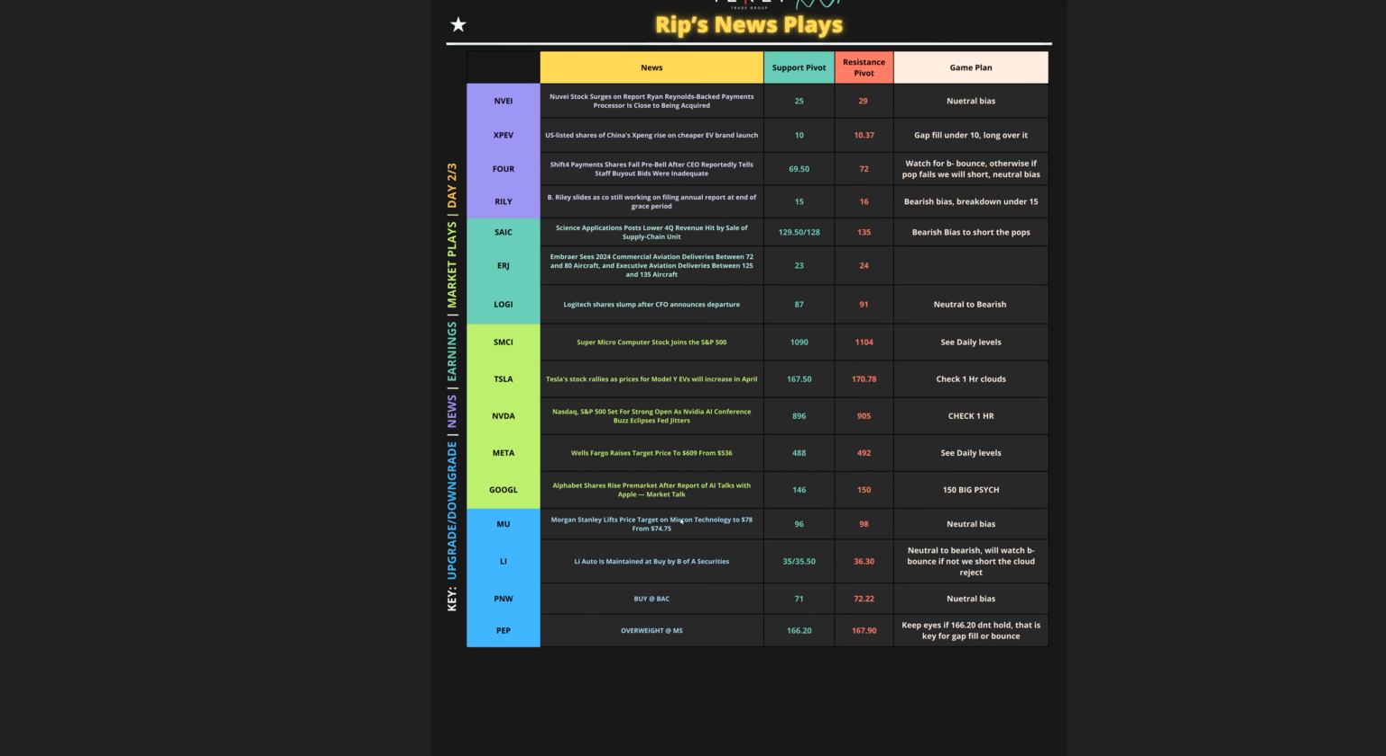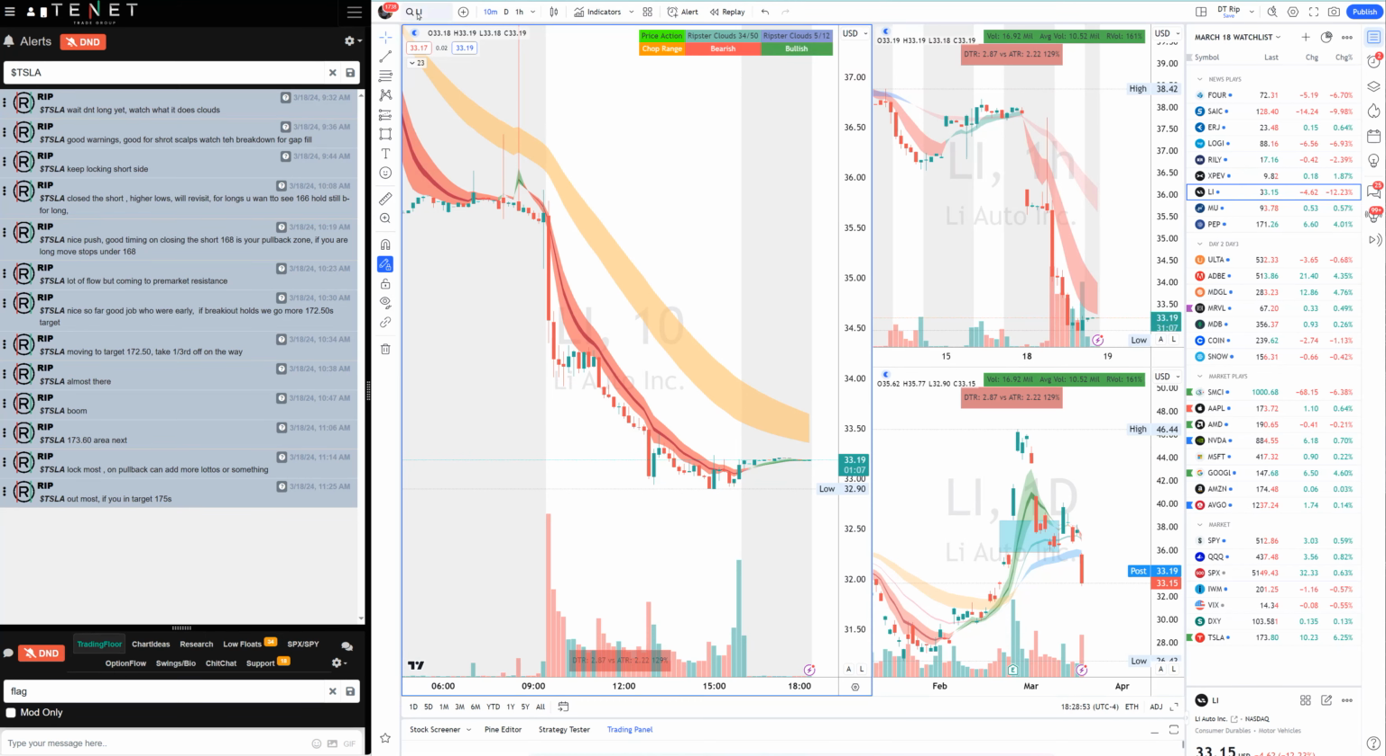LI had news, Bank of America had upgraded it, and I was neutral to bearish, although I was watching for any bounce, but we showed the cloud reject. You see 35.50 and 36.30, there were two levels on LI. Let's see how those levels panned out.